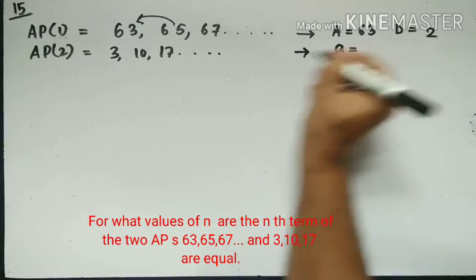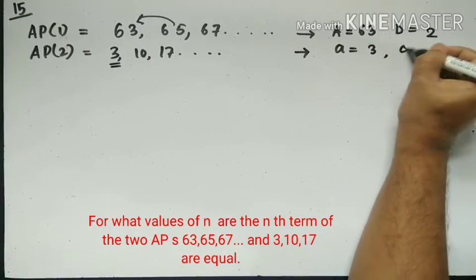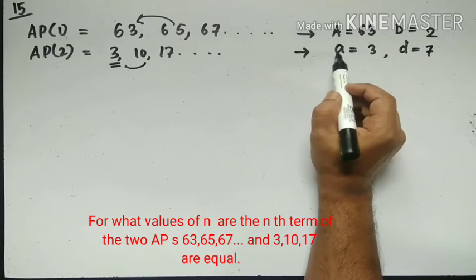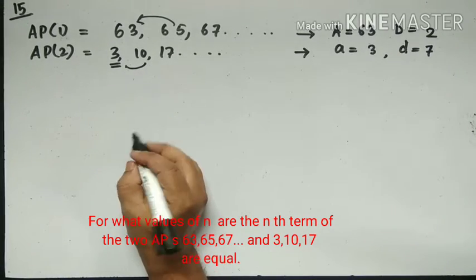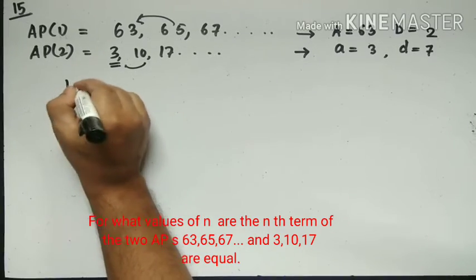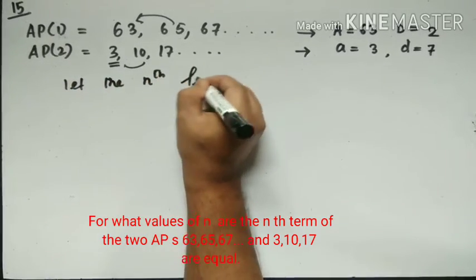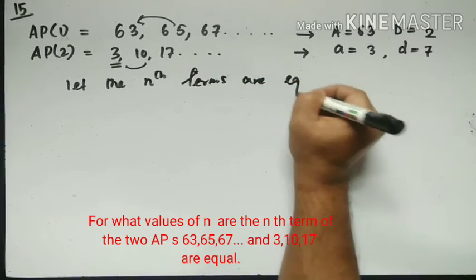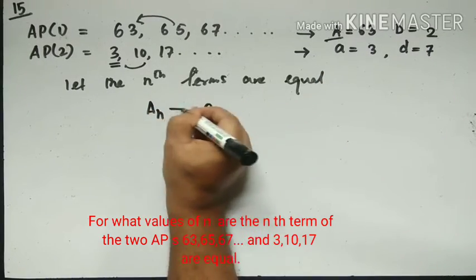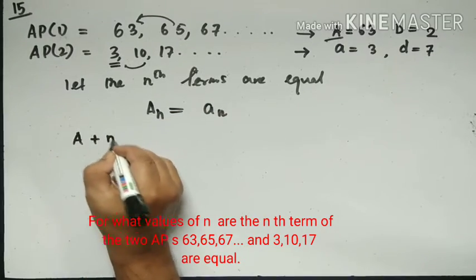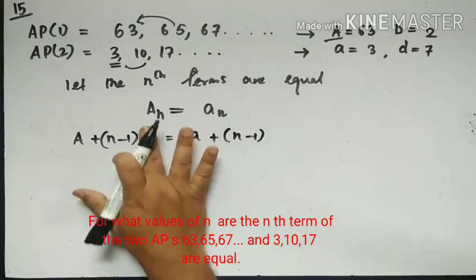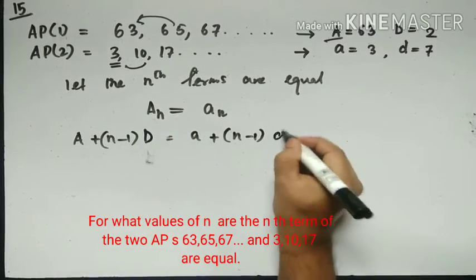And in the second AP, the first term is 3, and D is 10 minus 3, which is 7. Now, I am writing capital here and small here, because both the APs are different. Let the nth terms in both the APs be equal. In the first AP, the nth term will be an, and in the second AP, the nth term will be an. Now these two terms are equal. So an means A plus n minus 1 whole into D, and here also a plus n minus 1 into small d.